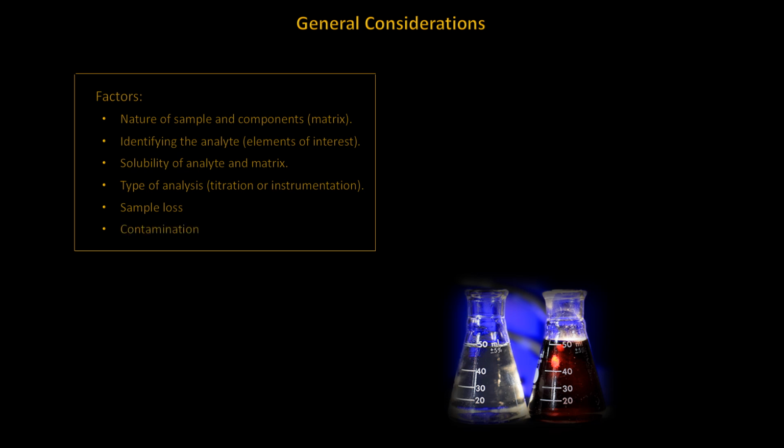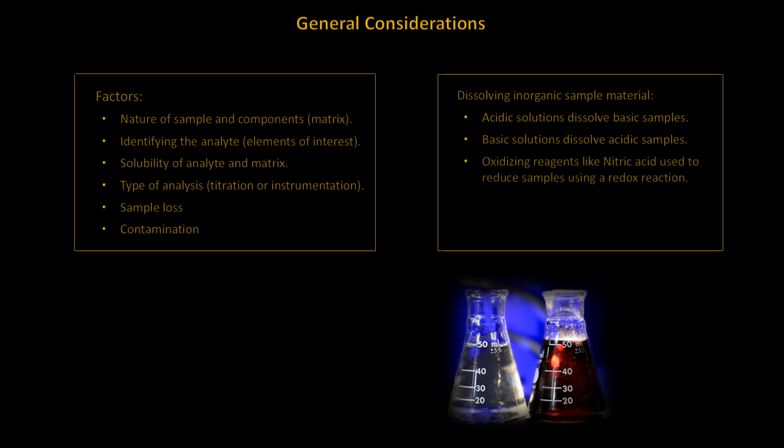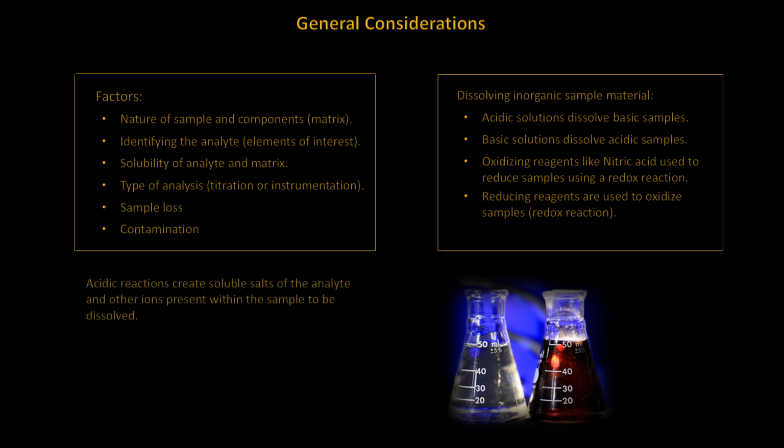Contamination is another factor. Remember that acidic solutions are used to dissolve basic sample material. That is in regards to chemistry and chemical acid-base reactions. Basic solutions are used to dissolve acidic samples. Oxidizing reagents such as nitric acid are used to reduce samples using redox reaction principles, whereas reducing agents are used to oxidize samples. The goal in dissolving samples is to create soluble salts and other ions present within a sample that can be easily solubilized in a solution.